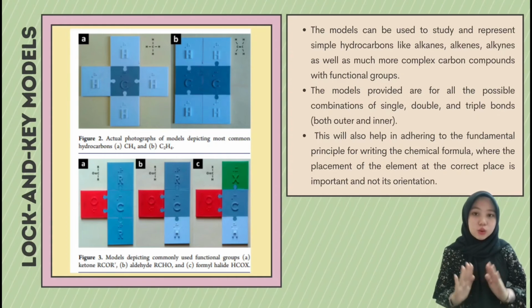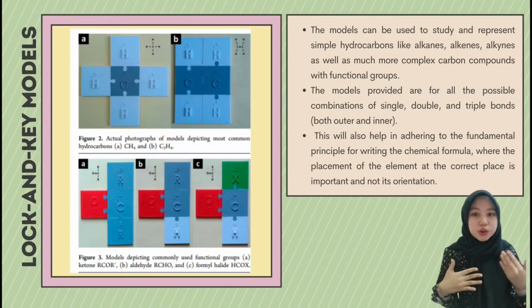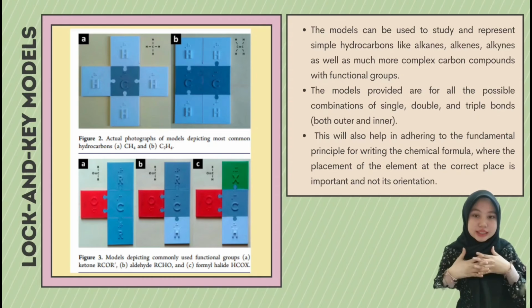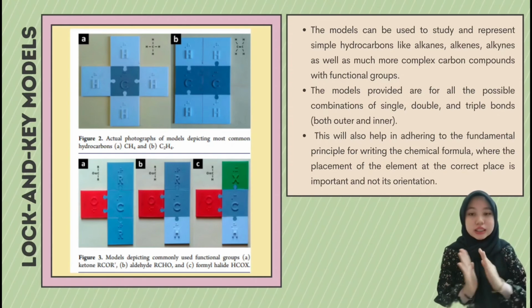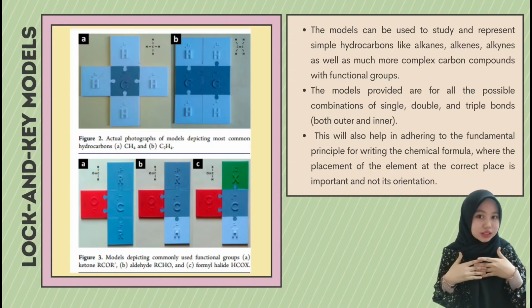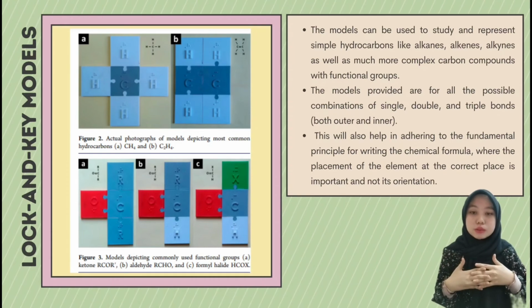Other than that, this also helps in adhering to the fundamental principle for writing the chemical formula, where the placement of the element at the correct place is important and not its orientation. These models help students avoid such common mistakes. For example, students know that hydrogen can bond with oxygen, but hydrogen only forms a single bond. So, by using this model, if the student wants to connect hydrogen with a double bond oxygen, they cannot, because there will be no slot available to make those connections.